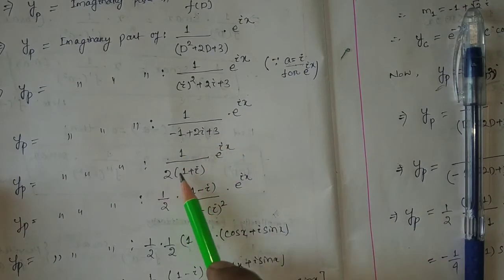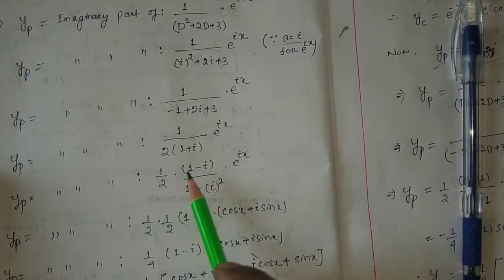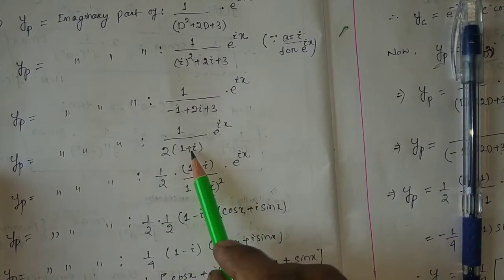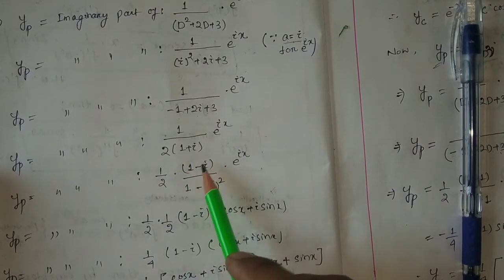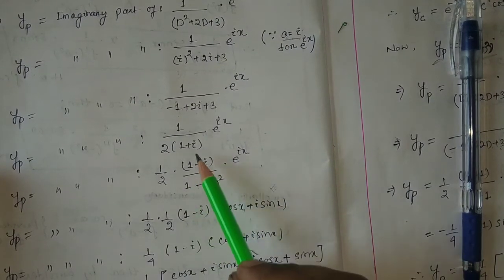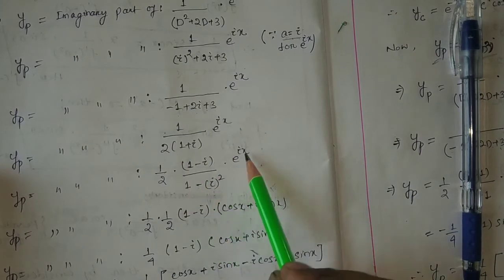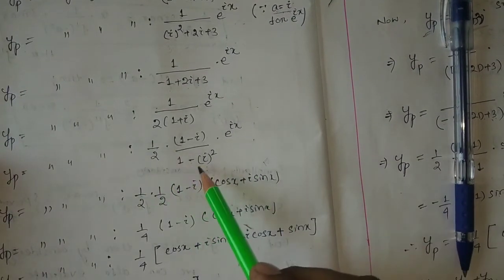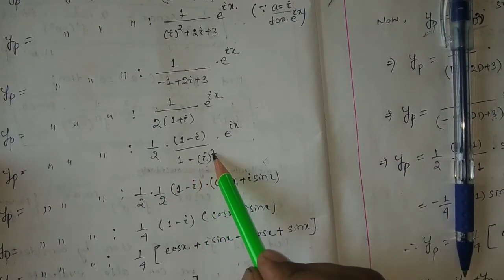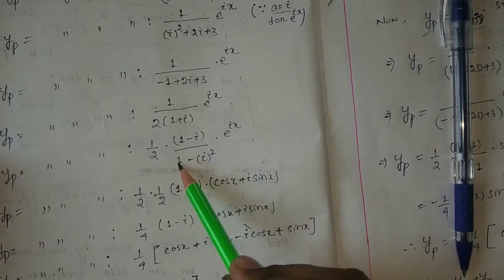2 taken outside, 1 plus i into e to the ix. So 1 by 2 is that. So here 1 plus i is in the denominator. So I multiply by 1 minus i, and multiply 1 minus i. So this is 1 minus i, 1 plus i into 1 minus i is a square minus b square. So a square, 1 minus i square e to the power ix. So this is nothing but, i square is minus 1, minus minus is plus 1 here. So 1 plus 1, 2.